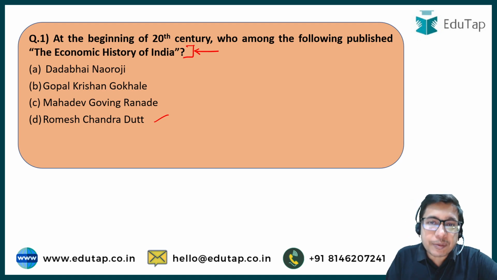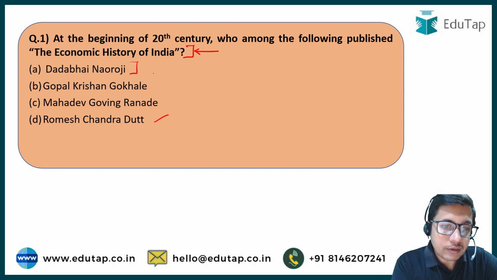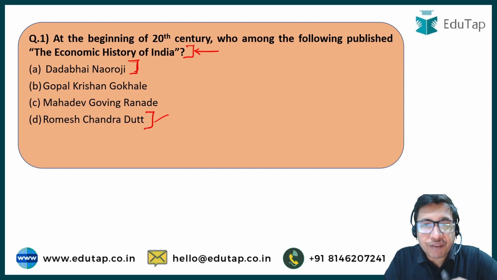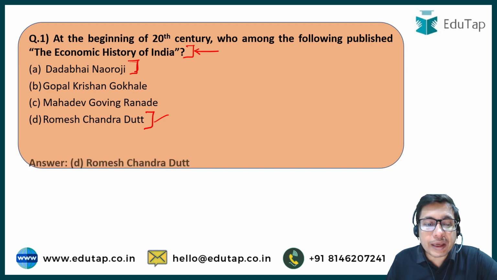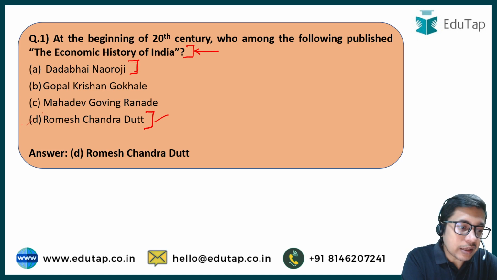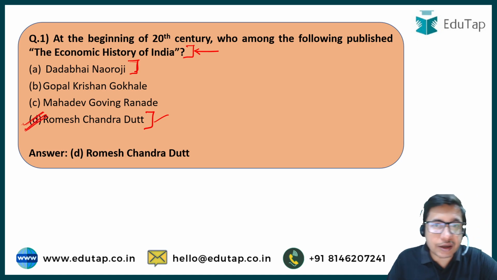So two prominent personalities are responsible for doing this. One of them is Dadabhai Naoroji, and the other one is Romesh Chandra Dutt. Both of them have written some very important books. One of these books is the Economic History of India, and it has been written by Romesh Chandra Dutt. Okay, so Romesh Chandra Dutt has written this particular work.